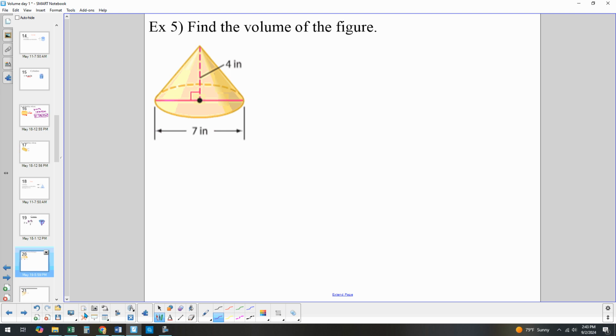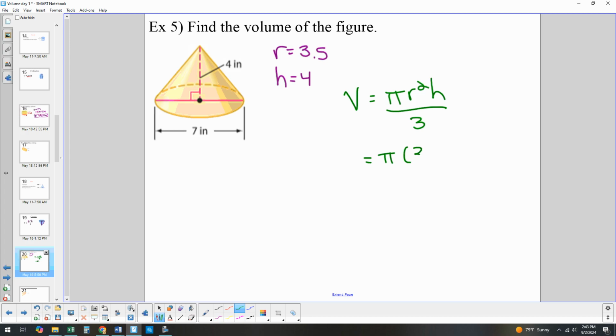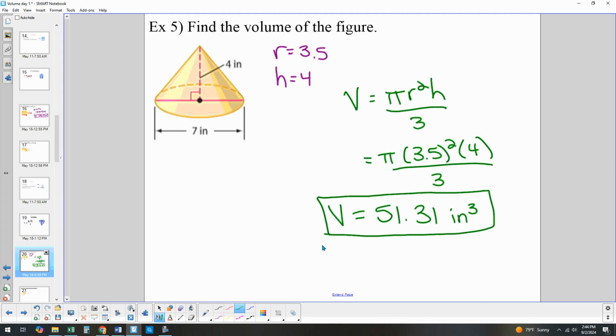So for example 5, we know that the diameter is 7, so r is really 3.5. And this is the inside height, so it's the real H, it's 4. So let's do pi r squared h over 3, which is going to be pi times 3.5 squared times 4, all divided by 3. So I'm going to do my 3.5 squared times 4 times pi, and I get 153.94, and I'm going to divide that by 3. So I get 51.31 cubic inches for my volume.